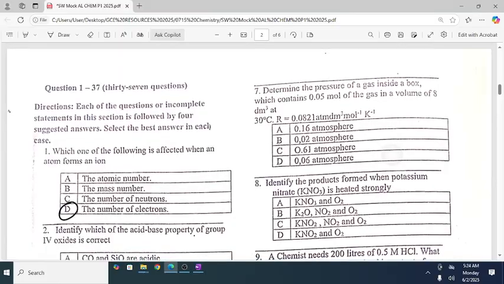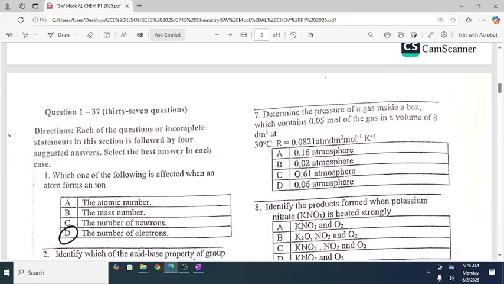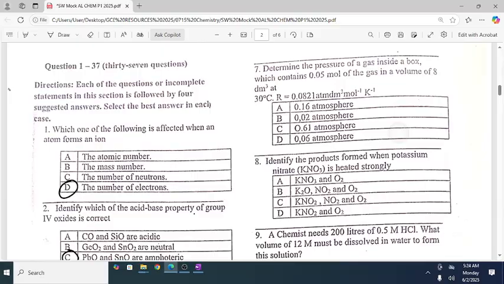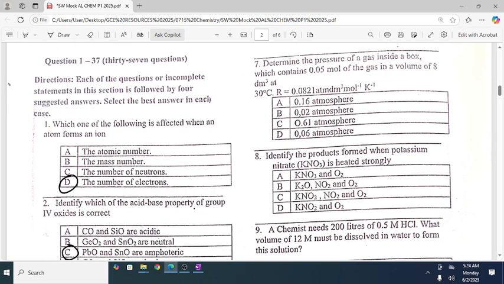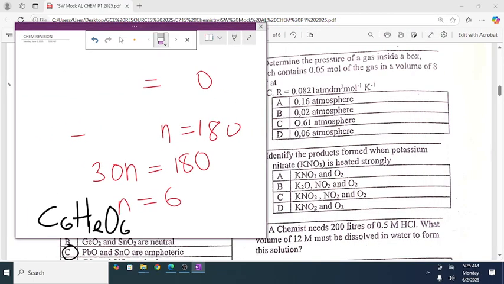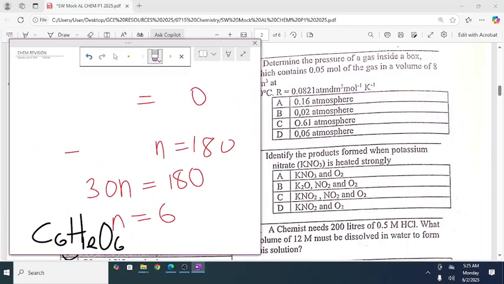Determine the pressure of a gas inside a box which contains 0.05 mole of a gas in a volume of 8 cm cube at 30 degrees, and I've given us the molar gas constant as this. Okay, so I think here we just have to use PV equal to nRT. If we use PV equal to nRT, I think we are going to get good results.